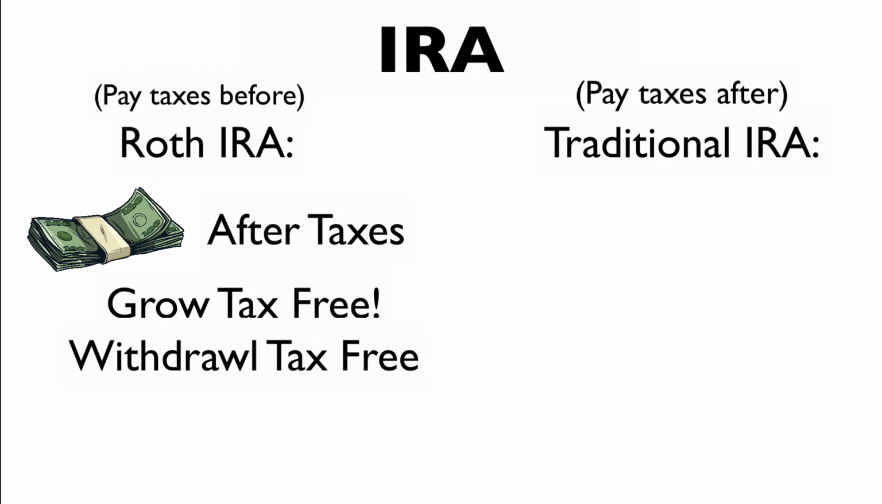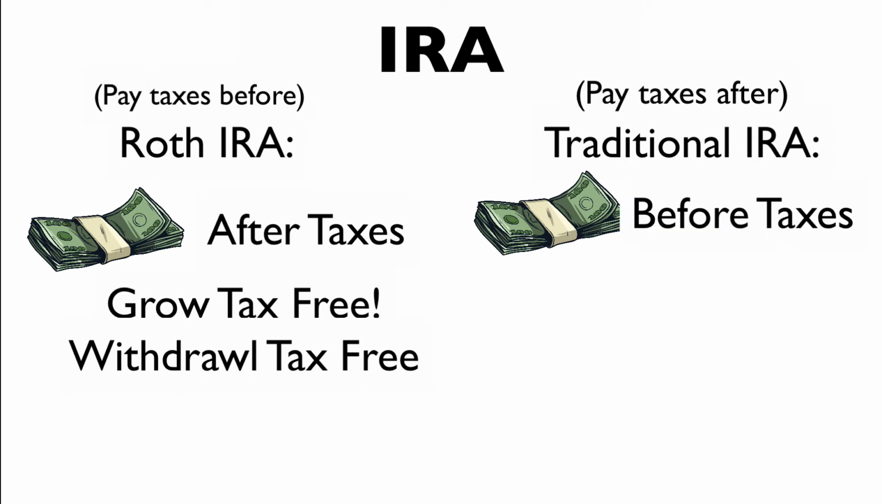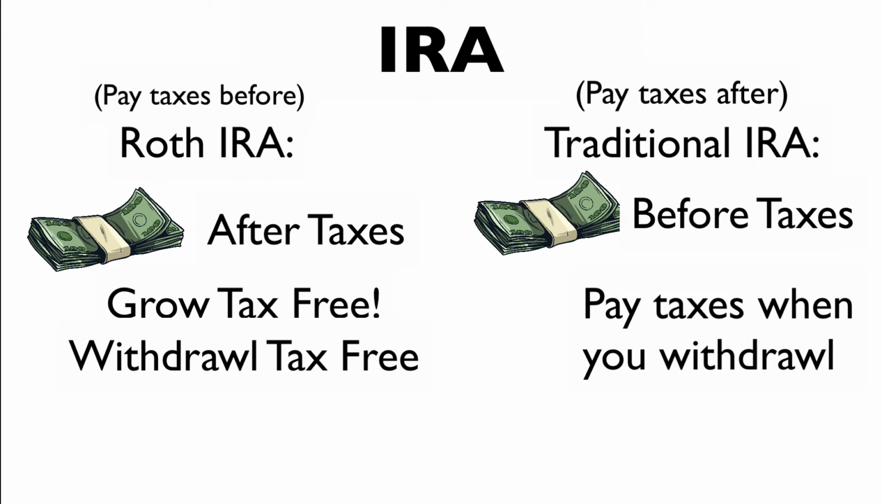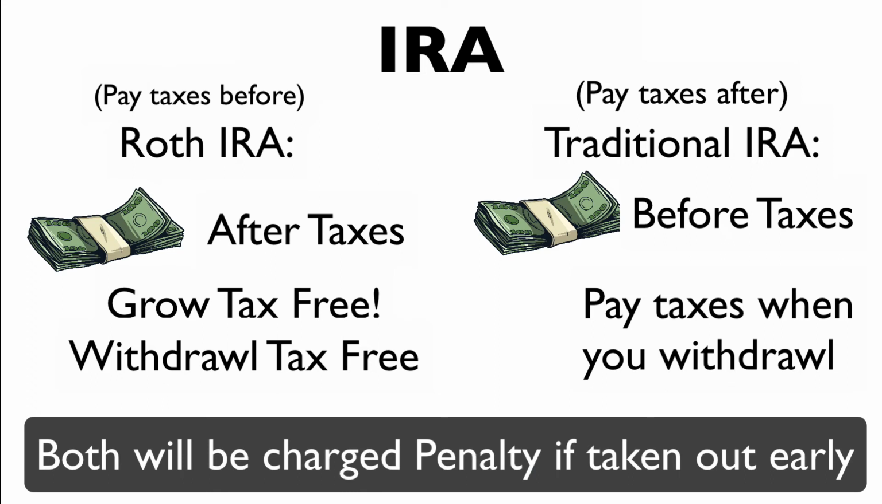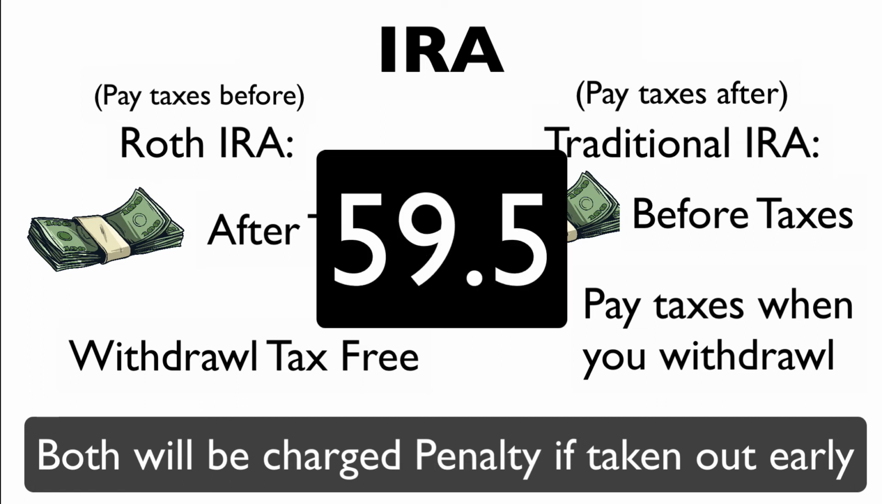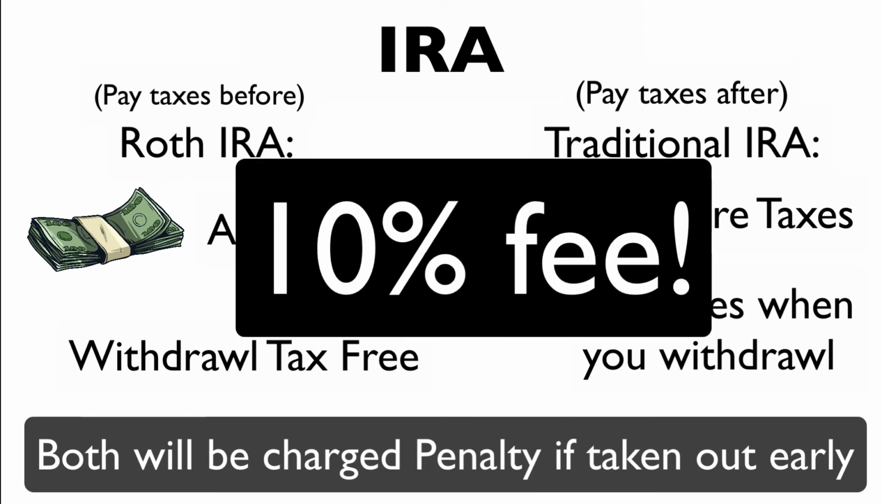With a traditional IRA, you are contributing before you pay taxes on that money. This means that you will have to pay taxes when you withdraw it from your IRA as current income. With both IRAs, you need to leave the money in the IRA account until you are 59 and a half. If you withdraw it before you're 59 and a half, you will likely get a penalty fee of around 10%. However, all these numbers can change based off government laws and regulations.